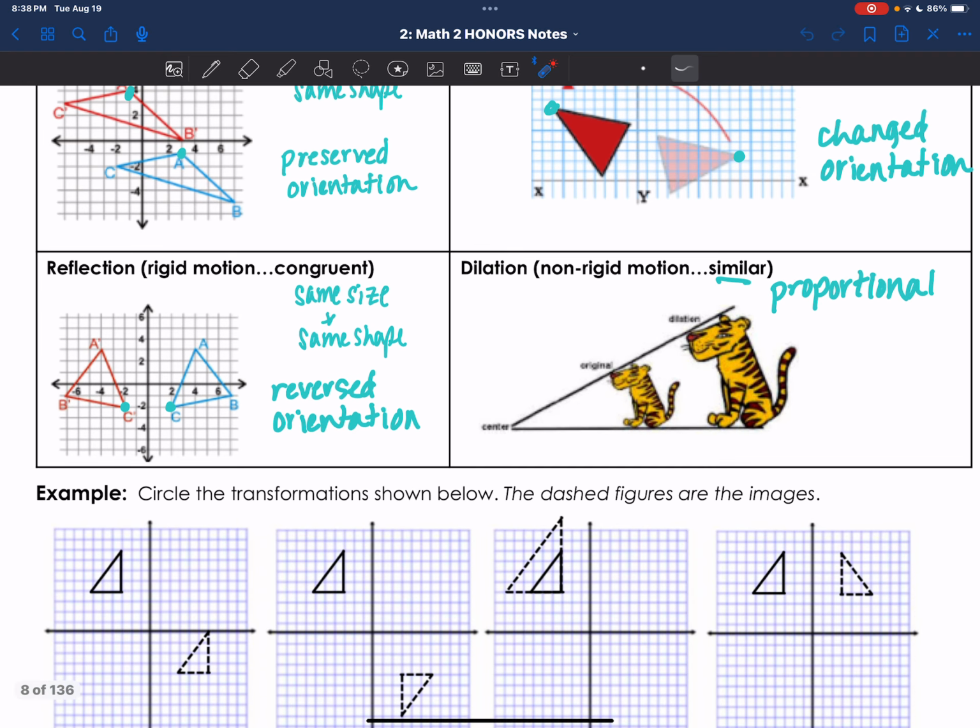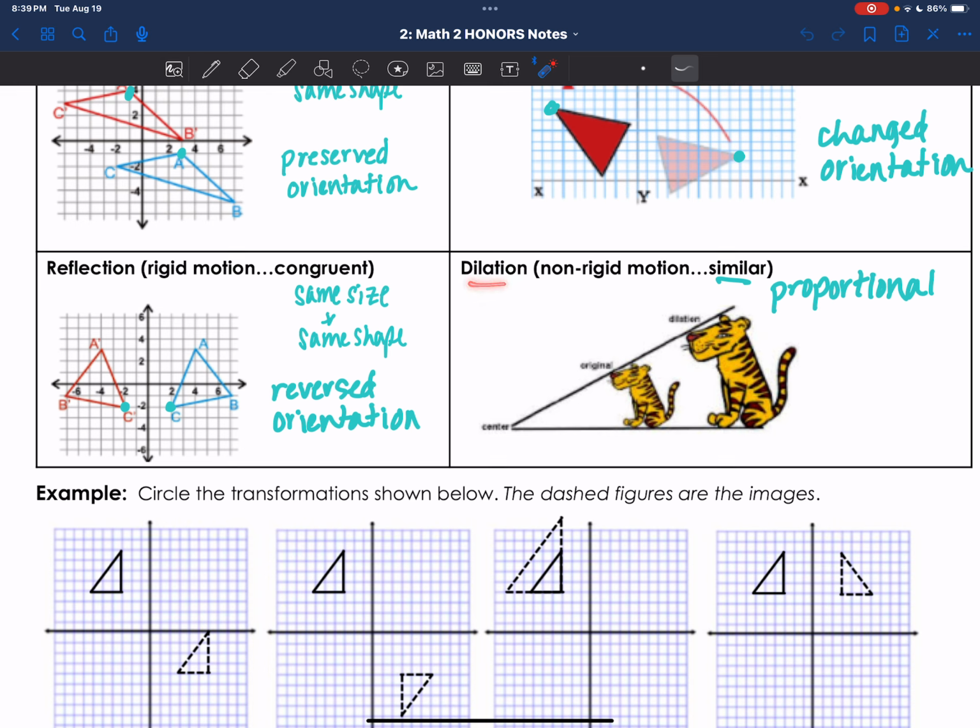And then reflection, same thing, it's a rigid motion, congruent, so it's the same size and shape, which checks for those, but the flipped or reverse orientation. So if you look here at C and C prime, they're pointing different directions. This one's pointing that way, this one's pointing that way, so it's a reversed orientation.